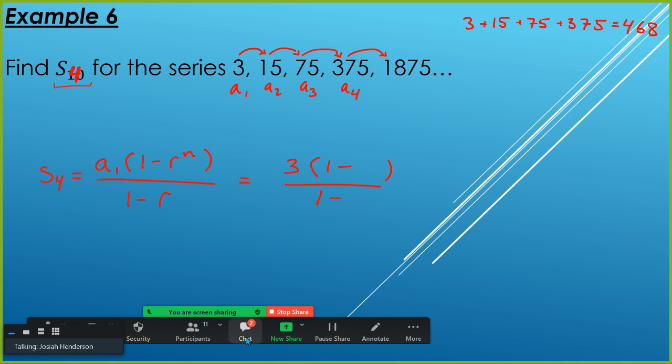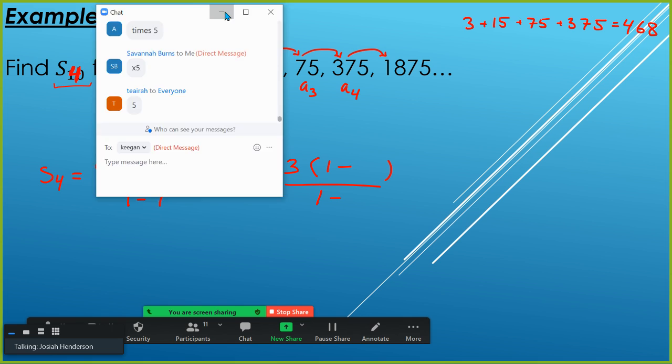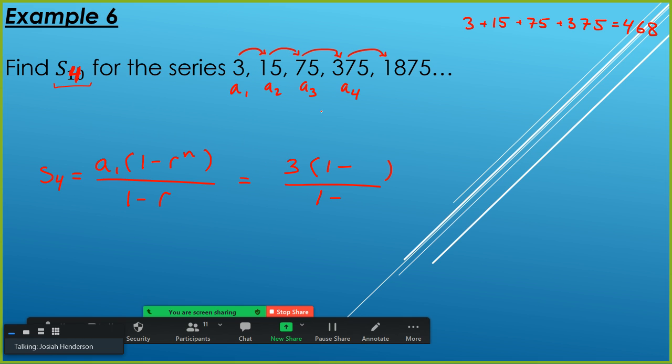Good. Some people in the chat. Tira, good. Savannah, good. Thank you both. It's 5 times 5. Good, both of you. So 1 minus 5 to the n, and then 1 minus 5 in the bottom. Okay, now I could have already plugged in n. Let's do it now. N is 4 because we're doing the first 4 terms. Here we go. So 5 to the 4th power, and then below we've got 1 minus 5. So that's negative 4 in the denominator.